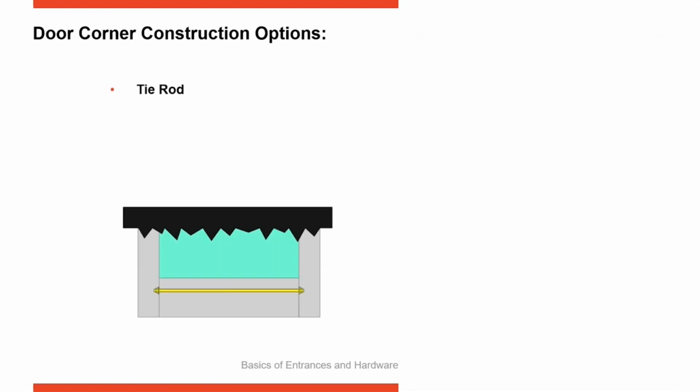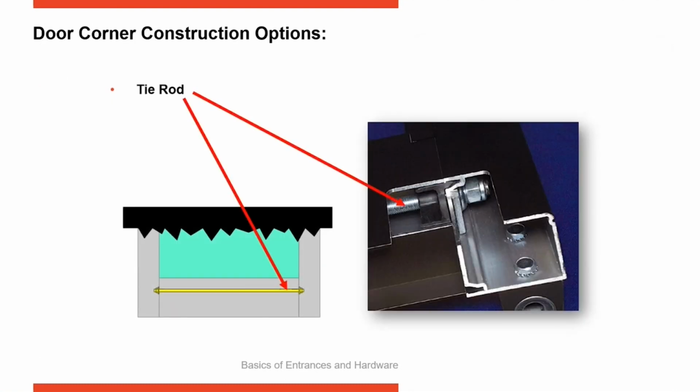So let's take a look at some of the common methods of creating door corners. One common method is called tie rod. With a tie rod, you're going to drill a hole through the vertical stiles and run a threaded rod through the bottom rail and the top rail into the vertical stiles, and then tighten down with a lock nut. This is called tie rod construction.